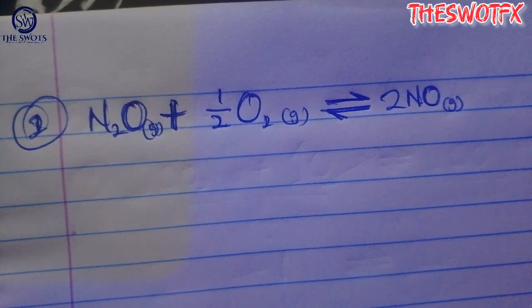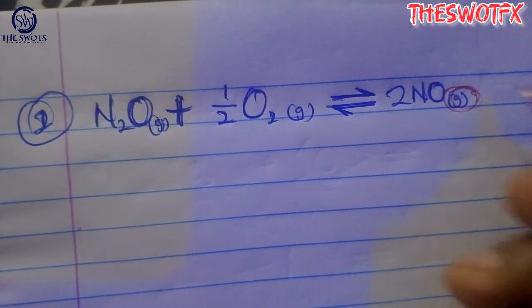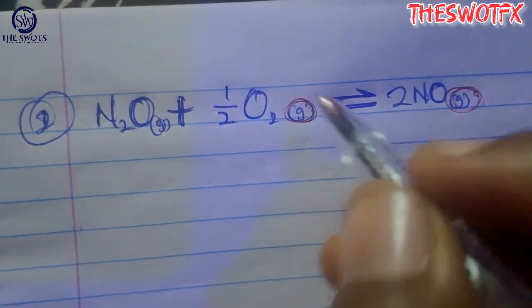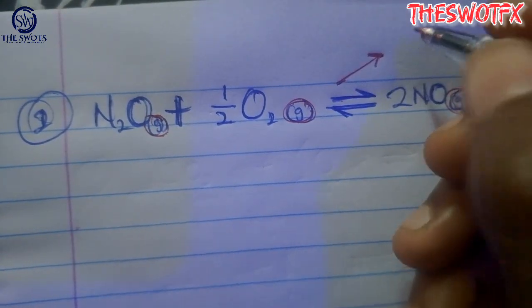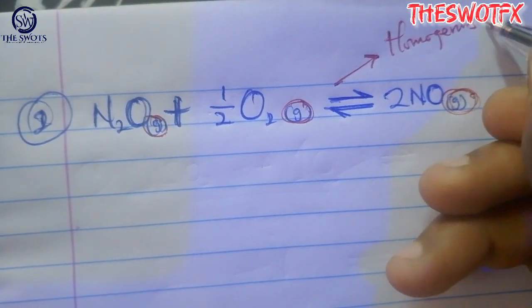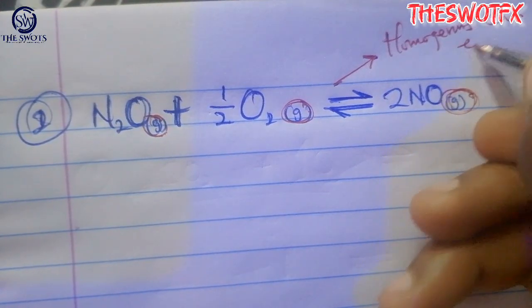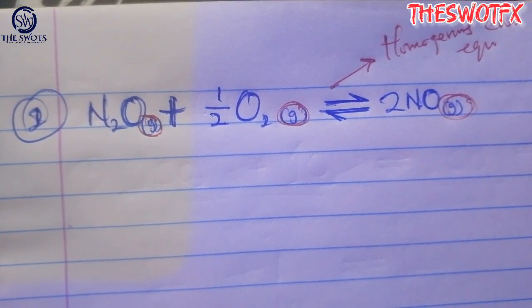Now, what type of reaction is this first? This reaction is having a gaseous phase, and also having a gaseous phase. So this equilibrium is homogeneous. It is a homogeneous chemical equilibrium. That is another example for it.